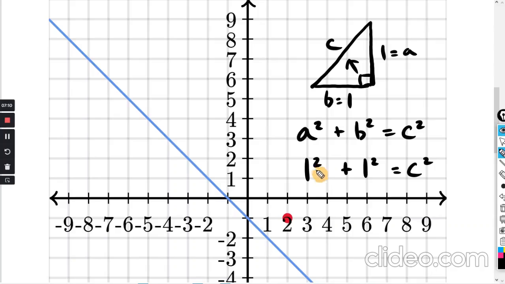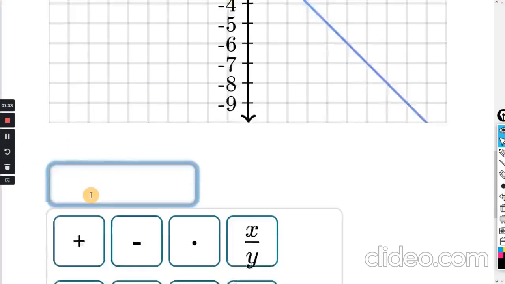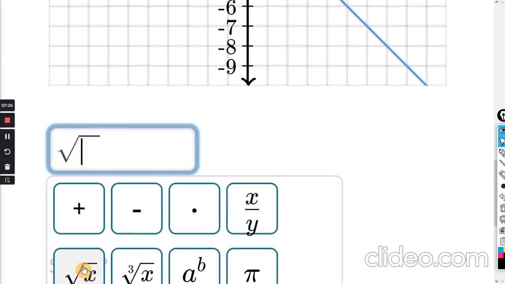1 squared is 1, so 1 plus 1 is just 2. And that equals c squared. Taking the square root of both sides, the square root of c squared is just c. And they said we can leave our answer as a square root, so it's just radical 2. Click in the box, click on the radical symbol, and type 2. That's it.